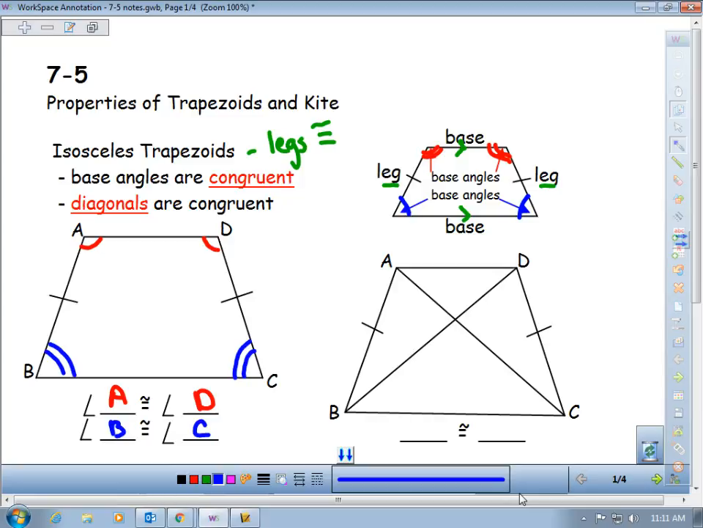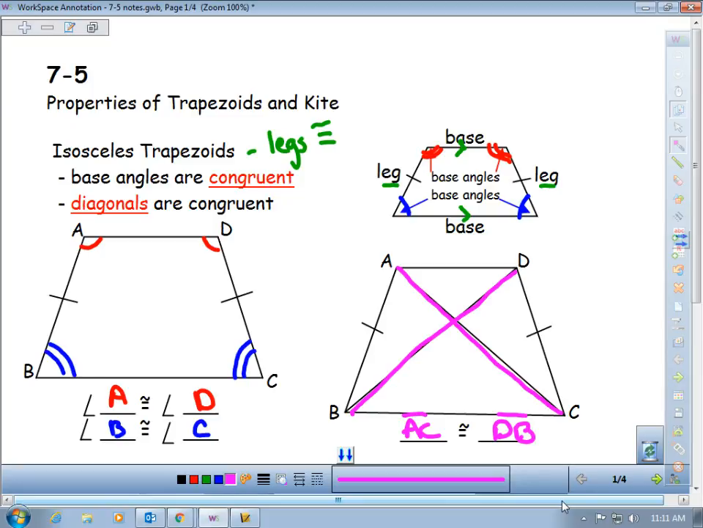And then the next property of an isosceles trapezoid is that the diagonals are congruent. So in this picture, segment AC, this diagonal here, is congruent to this diagonal here, segment DB. Let me ask you a question, guys. Do these diagonals bisect each other? No. Why? Because a trapezoid is not a what? It's not a parallelogram. That's right.